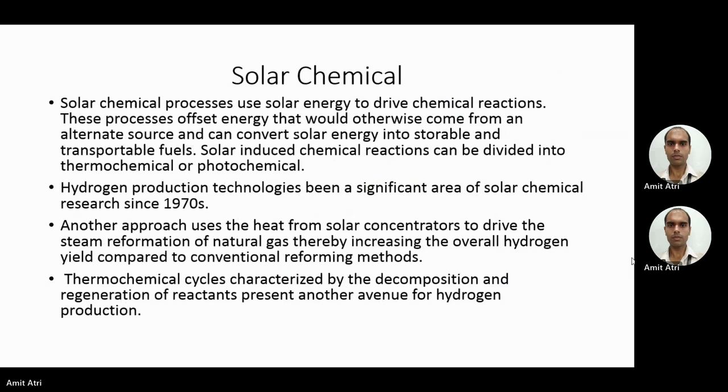So we have also discussed this topic in another lecture in detail, and I will share the link there also, how natural gas can be used for producing hydrogen using steam methane or steam natural gas reforming. Okay, so these chemical reactions can be thermochemical or photochemical, means both properties, heat and light, we can utilize for producing some type of chemical. Like here, hydrogen we are producing. The thermochemical cycles, characterized by the decomposition and regeneration of reactants, present another avenue for hydrogen production.